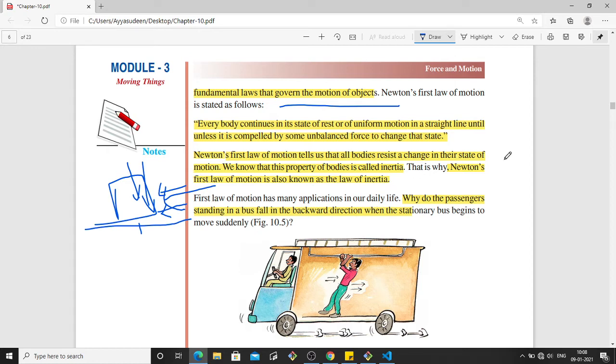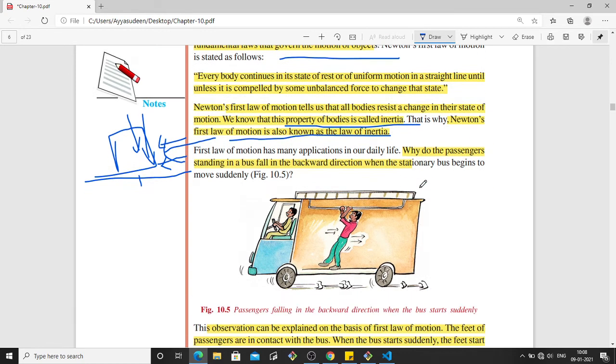Newton's first law of motion tells us that all bodies resist a change in the state of motion. We know that this property of bodies is called inertia, as we saw earlier. That's why Newton's first law of motion is also known as the law of inertia. That you have to remember.